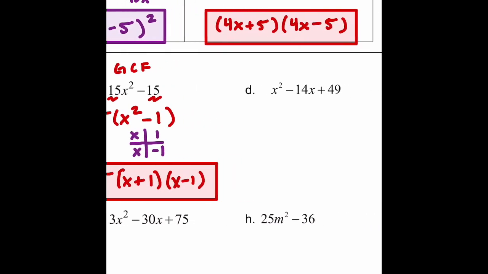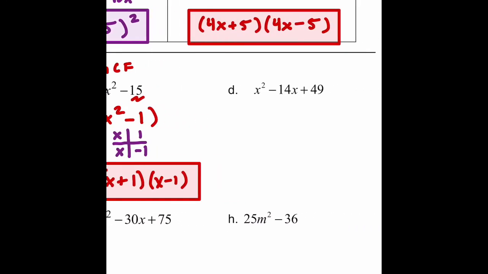All right, moving to letter D. Okay, same deal. We got a trinomial, so I'll go ahead and set up the t-chart here. X times x gives me that x squared. And then I'm going to go negative 7 times negative 7, because when I multiply those, I get positive 49. And the key here is that those will add up to negative 14. That's how I knew they both had to be negative. And just like before, they're the same binomial, right? Same factor 2 times, so I can rewrite this as x minus 7 squared.